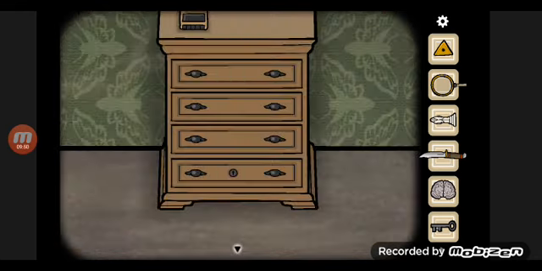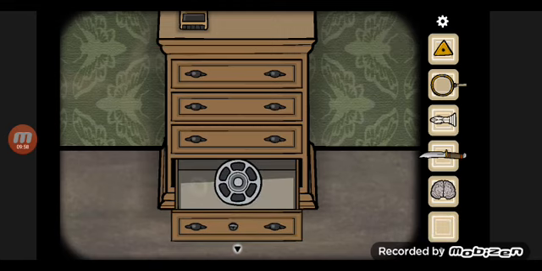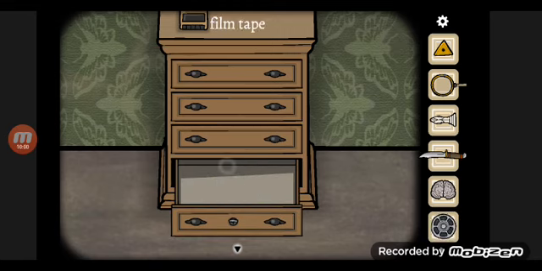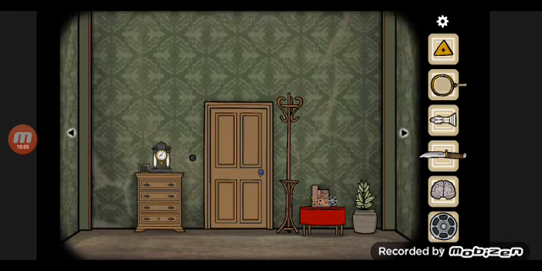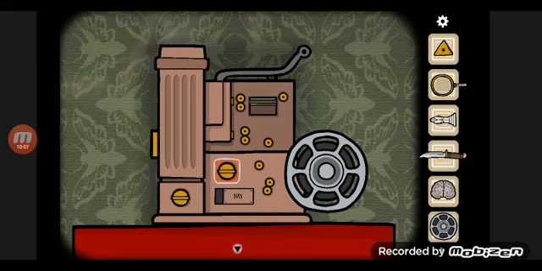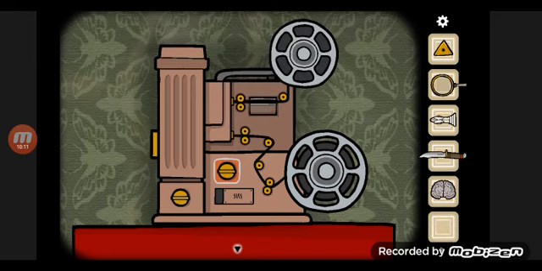Now let's turn around and look closer at the bottom drawer of the cabinet on the left. Open the drawer with the key and take out the film tape. Now let's turn our gaze to the projector and install the film tape into the projector and click on it.